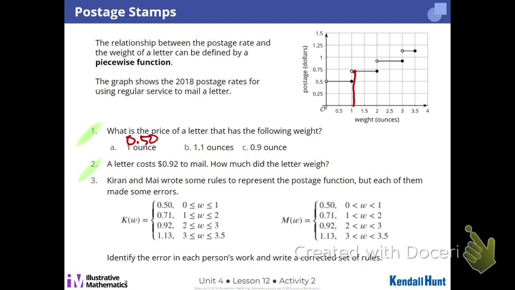1.1 ounces, it's like right there. Right? Is everybody seeing that? It's just a little more. That's actually going to be 71 cents. I just used context from down here to help me out. Okay, and then 0.9, so just a little less than 1.